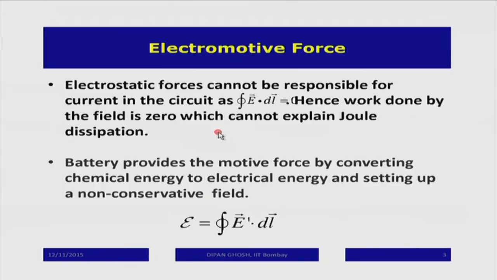But notice one thing, if I assume that my unit charge is moving in a circuit, in a current carrying conductor, and let us suppose that Ohm's law is valid, it tells me that energy, joule heat, must be continuously generated, right? But this tells me E dot dl is equal to 0. So such a situation cannot explain the presence of a current, because a current must generate heat, and there is nothing there. It says you come down one round, the work done is 0, so energy is conserved. Now, that is not true for a current. Now, what do you do?